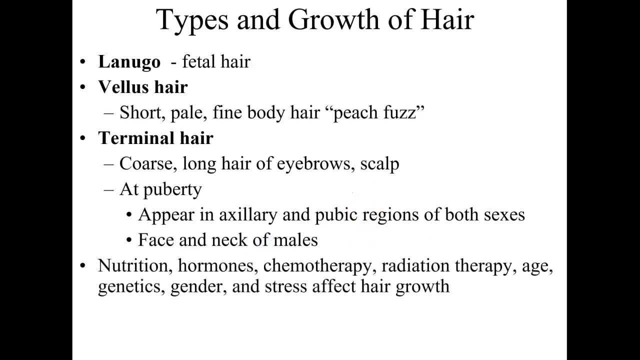And hair growth can be determined upon many different things. It can be determined upon nutrition, so if you're not receiving the proper nutrients in your food, your hair might stop growing or you might lose your hair. It can also be determined upon different things like hormones or chemotherapy, radiation therapy, age. As you get older, both males and females start to lose hair and it does not grow as fast. Genetics, gender, and stress affect hair growth and could actually cause hair to fall out.